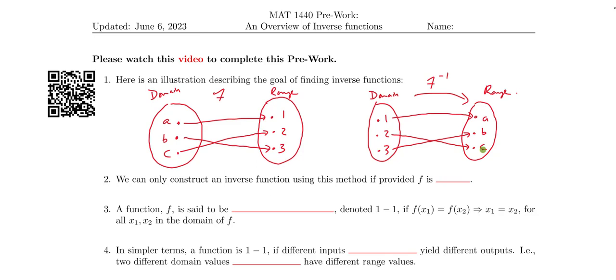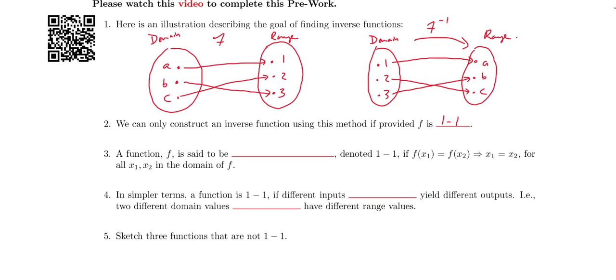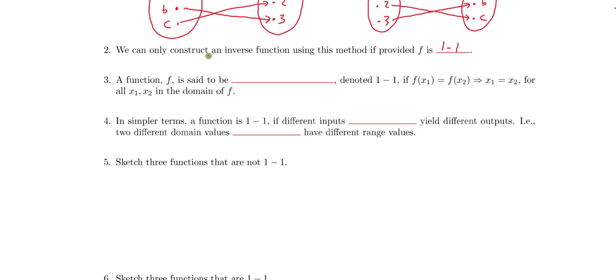Now, something that I've glossed over is that we can only do this procedure that I've just shown you if our function is something that we're going to call one-to-one. I'll define that below here. So we will not always, this is important folks, we will not always be able to construct inverse functions. We can only construct inverse functions of functions provided they are one-to-one. What do we mean by one-to-one?